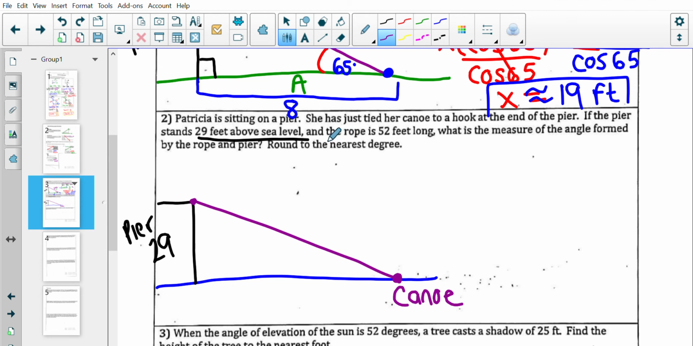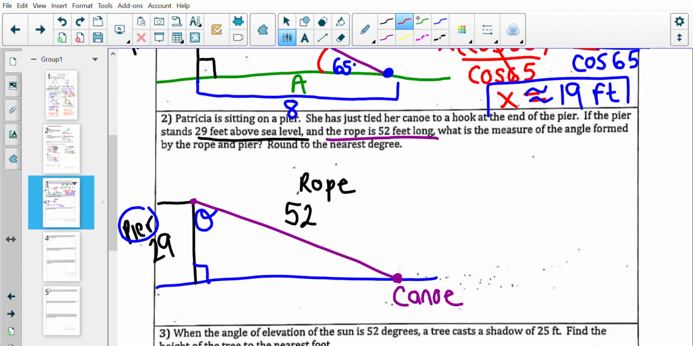It says the length of the rope is 52 feet long. So this rope, here's our rope, is 52 feet long. What is the measure of the angle formed by the rope and the pier? So the rope and the pier, well, here's our pier and here's the rope. So the measure by the rope and the pier is right there. That's theta. Remember, the pier is going to make a right angle with the water.